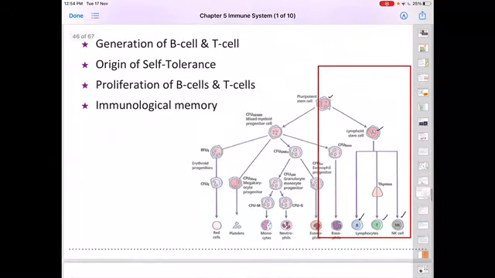So this is the origin. The production of B cell and T cell start from the pluripotent cell. So this pluripotent cell is a very genuine cell that can divide many types of blood cells, and they will form lymphoid stem cell. So the lymphocyte, B lymphocyte and T lymphocyte are originated from the lymphoid stem cell.